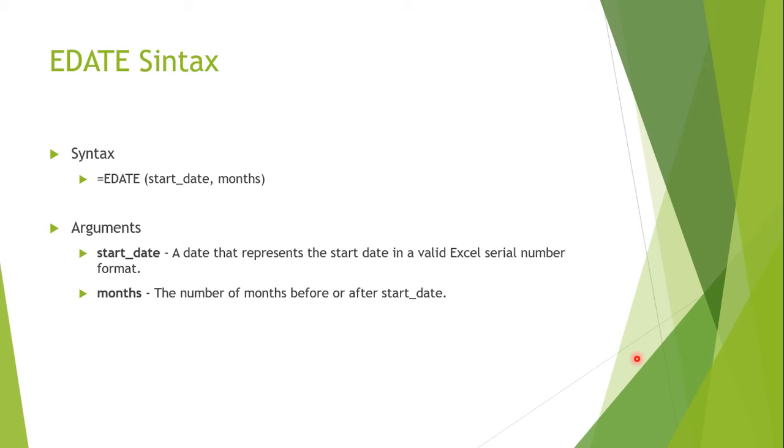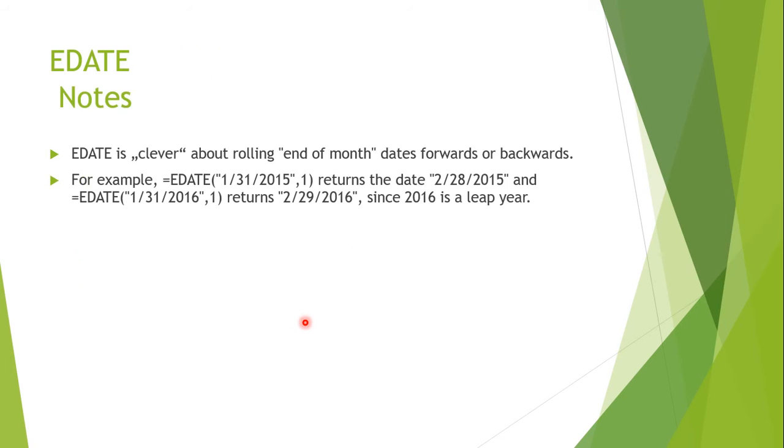Syntax is really simple: EDATE, start date, months. Start date is the date which represents the start date in a valid Excel serial number format, and months is the number of months before or after the start date. So it can be positive or negative. Positive means after, negative means before the start date.